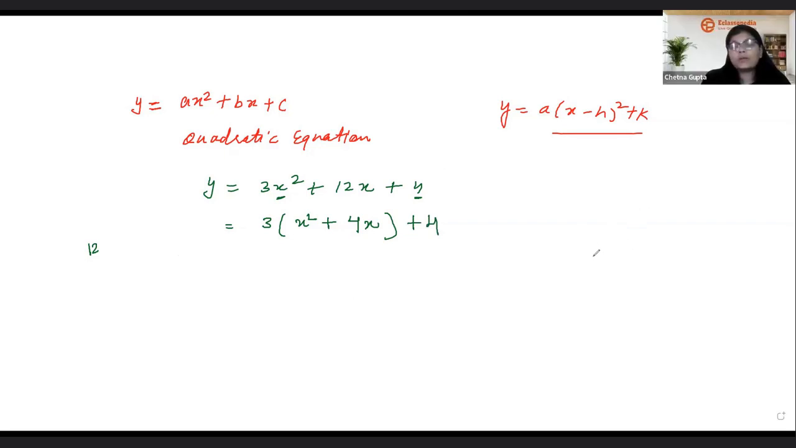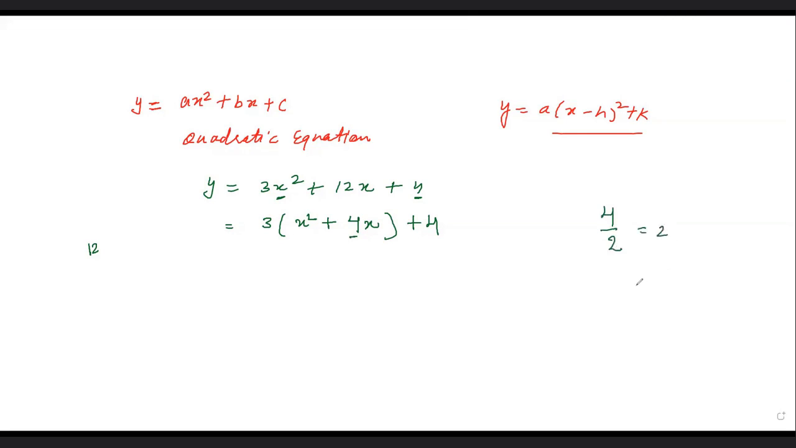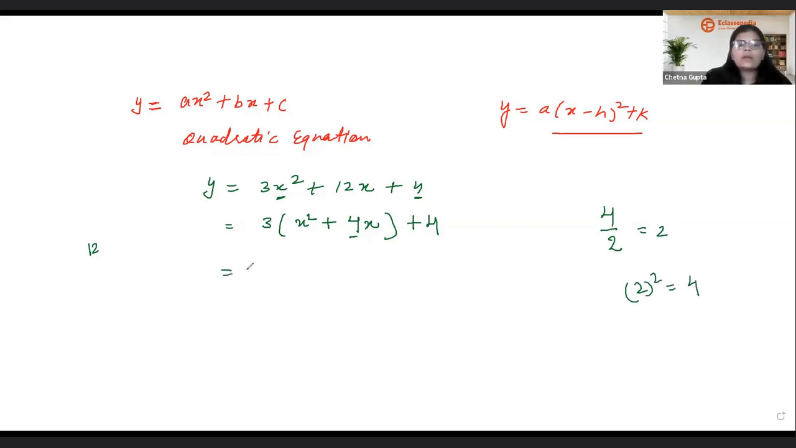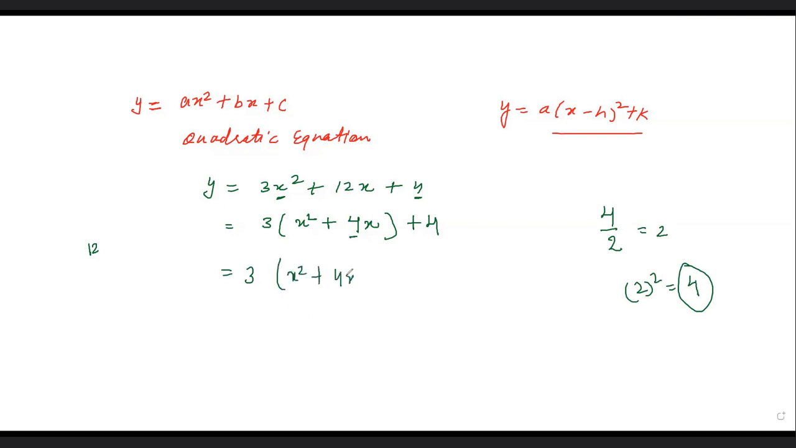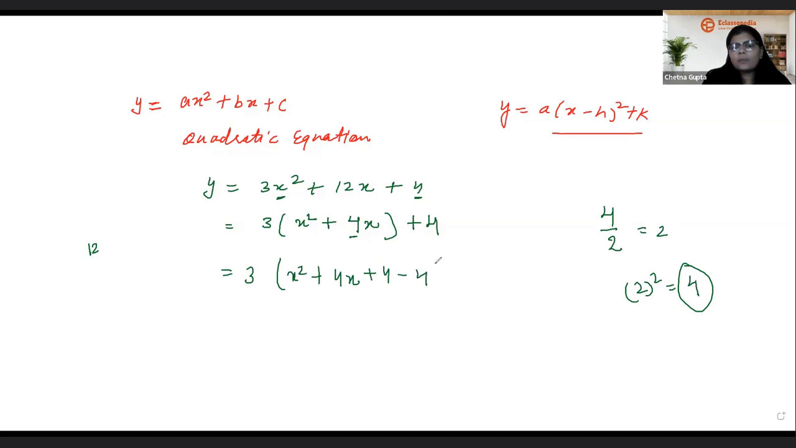Then after that, for completing the square, whatever the coefficient of x, you have to divide this by 2. So 4 divided by 2 is 2. Then you have to square this. So 2 square is 4. It means whatever number you get by dividing and squaring, you have to add here. So it means x square plus 4x plus 4 minus 4, and then plus 4 outside.